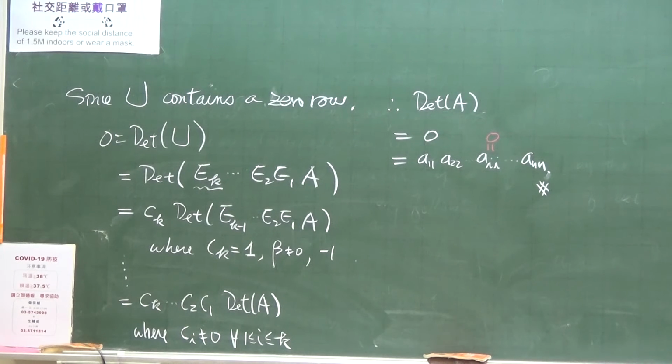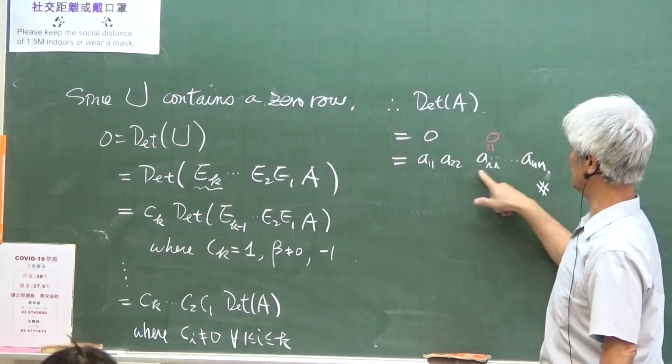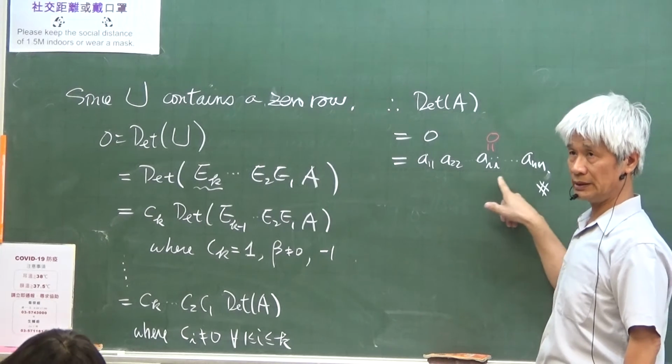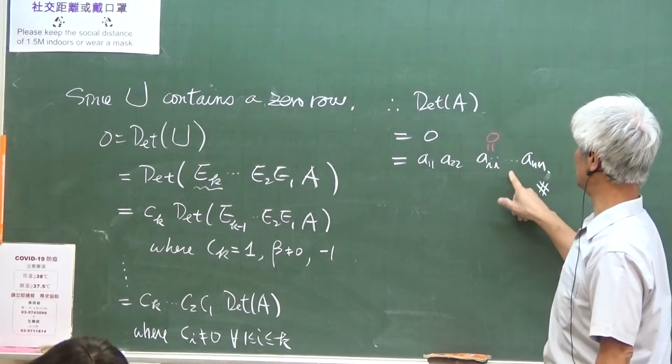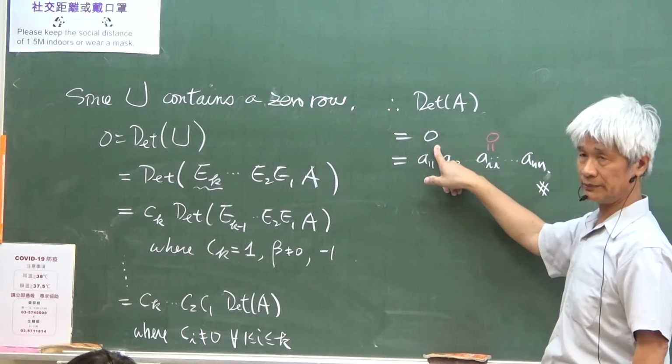Okay, so again, the determinant of A is still the product of the diagonal entries. And of course, because one of them is 0, the product is 0.